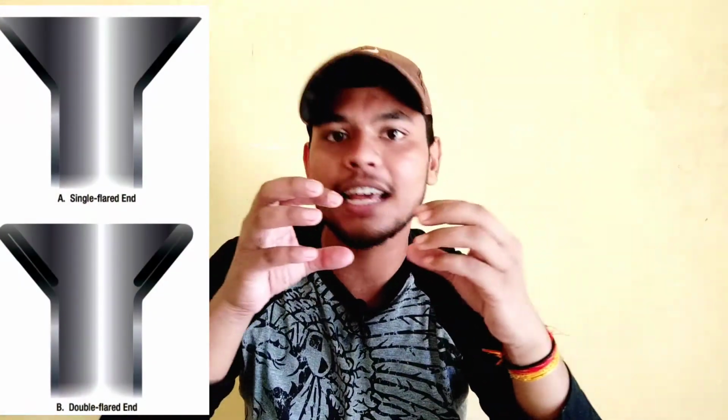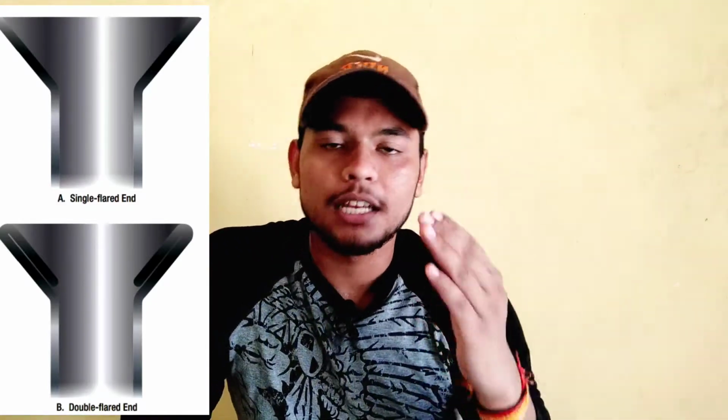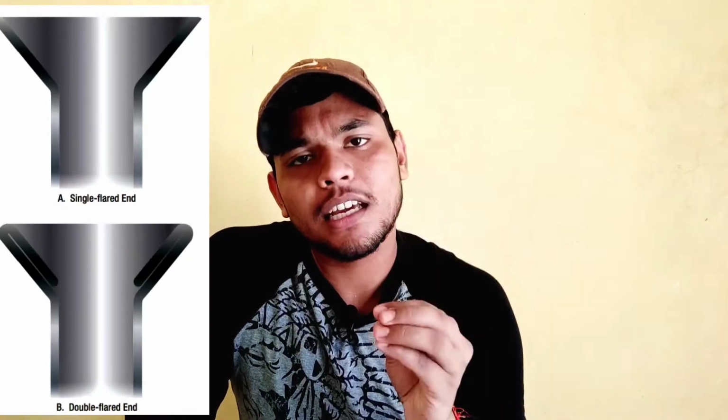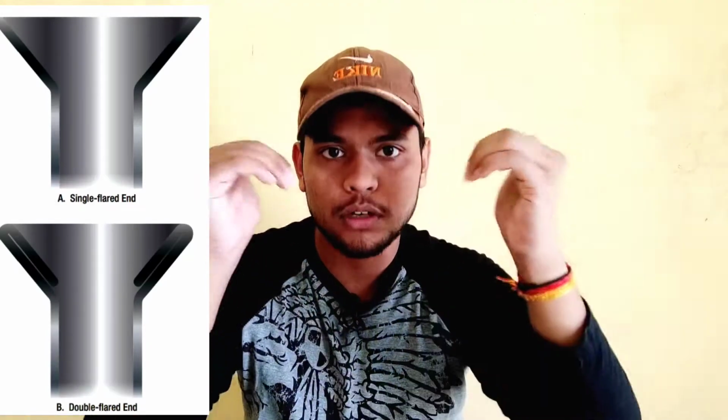After bending you will come to flaring. Flaring means making an extra space to insert another pipe when you are joining. Flaring is of two types: single flare or double flare. You can see in the picture, very simple. Single flare is only making the tube expand, and double flare means after expanding you curve it inward so that it becomes more strong.